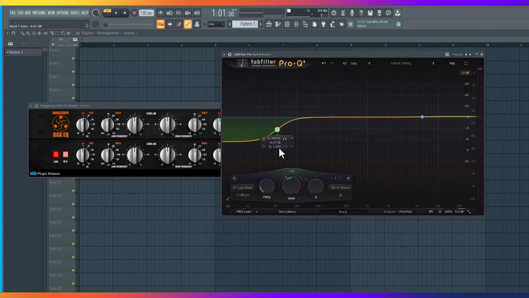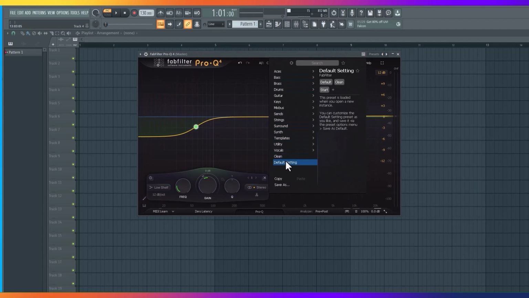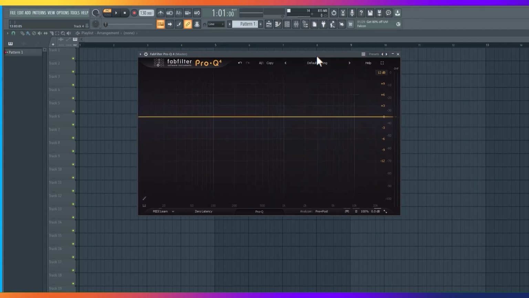So that's what it means. So now let's move to the types of filters. This is very important. I'm going to use the FabFilter to do those demonstrations. When it comes to the types of filters, let's talk about the low shelf and the high shelf.